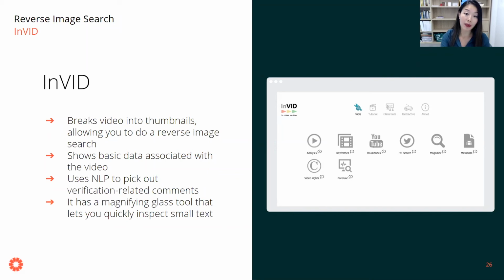Another thing is InVid will show you the metadata associated with the video. This is not applicable to every video, but it uses natural language processing to pick out verification-related comments. And what it means is it will sort through, say, the hundreds of comments on a video, and some of them may say, this is fake or it's from somewhere else. So those would give you some ideas of the actual context, right? So InVid will pick out those comments for you, which again saves you a lot of time during your investigation.